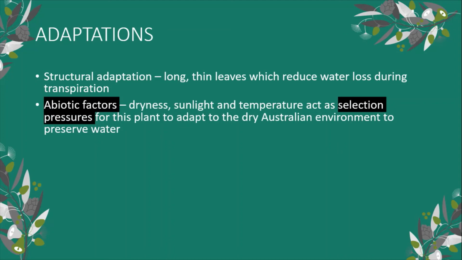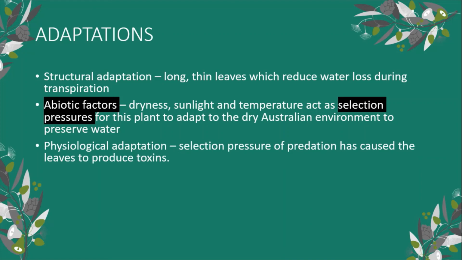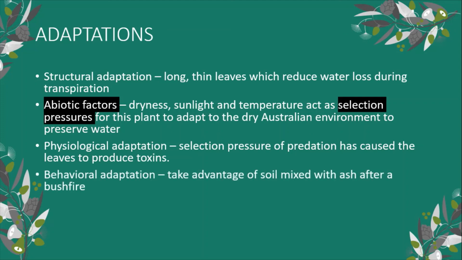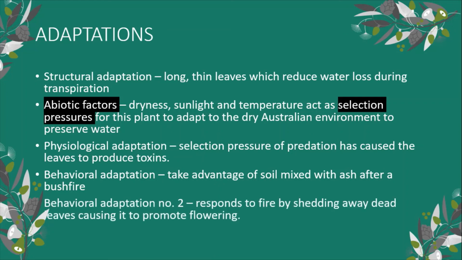The selection pressure of predation has resulted in a physiological adaptation of the grass tree to produce leaves which are toxic. A behavioral adaptation of the grass tree is its ability to take advantage of soil fertilized with ash after a bushfire. Another adaptation it has is its response to fire by shedding and clearing away its dead leaves, which then promotes flowering.